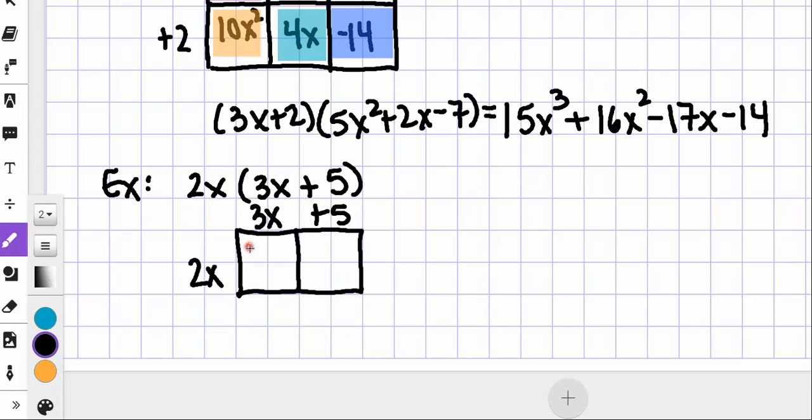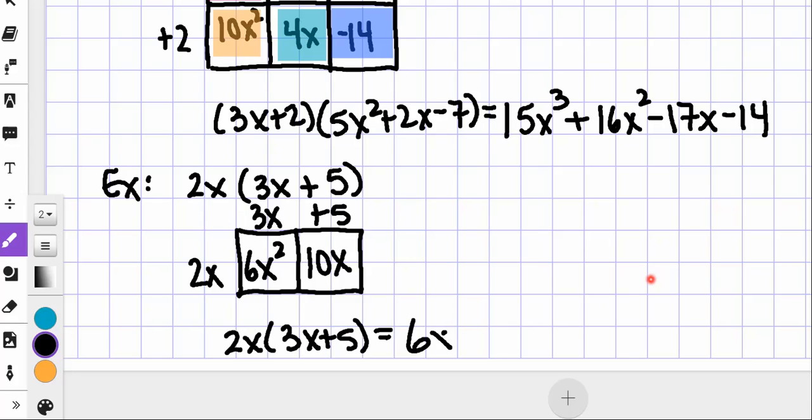2x times 3x is 6x squared. Remember, x times x is x squared. 2x times 5 is a 10x. And so then my answer is going to be 2x times 3x plus 5 is equal to 6x squared plus 10x, and that's your answer.